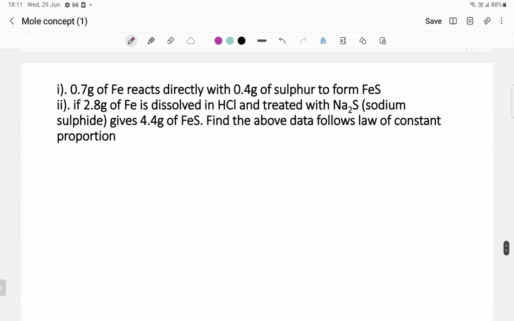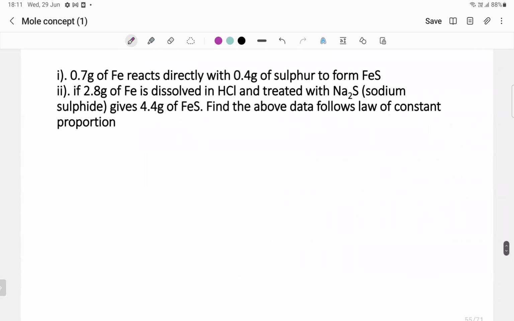Now we are going into the problem part. Look at this problem. So 0.7 gram of, let's write the question. Write it quickly. Take it down like notes. Yeah, both are similar questions. Do it quickly.